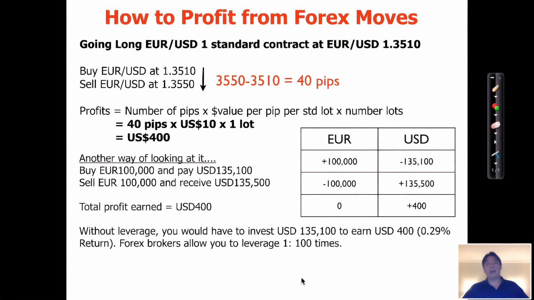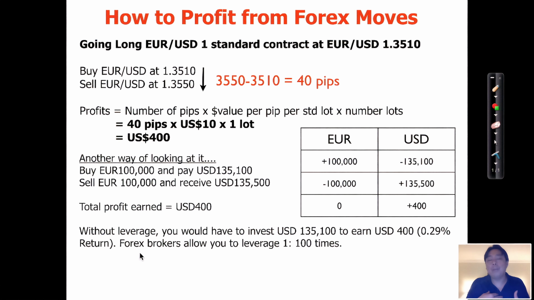Notice that if you don't use leverage, you would have to invest $135,100 or 100,000 euros to earn $400 US. In other words, you're earning $400 US from $135,100. That's a 0.29% return. You may say, that's such a small return. You're not going to buy 135,000 US dollars to make $4. Are you nuts? That is why in Forex, all Forex traders use leverage. Because if you don't use leverage, it doesn't make sense, because currencies move very little every day.